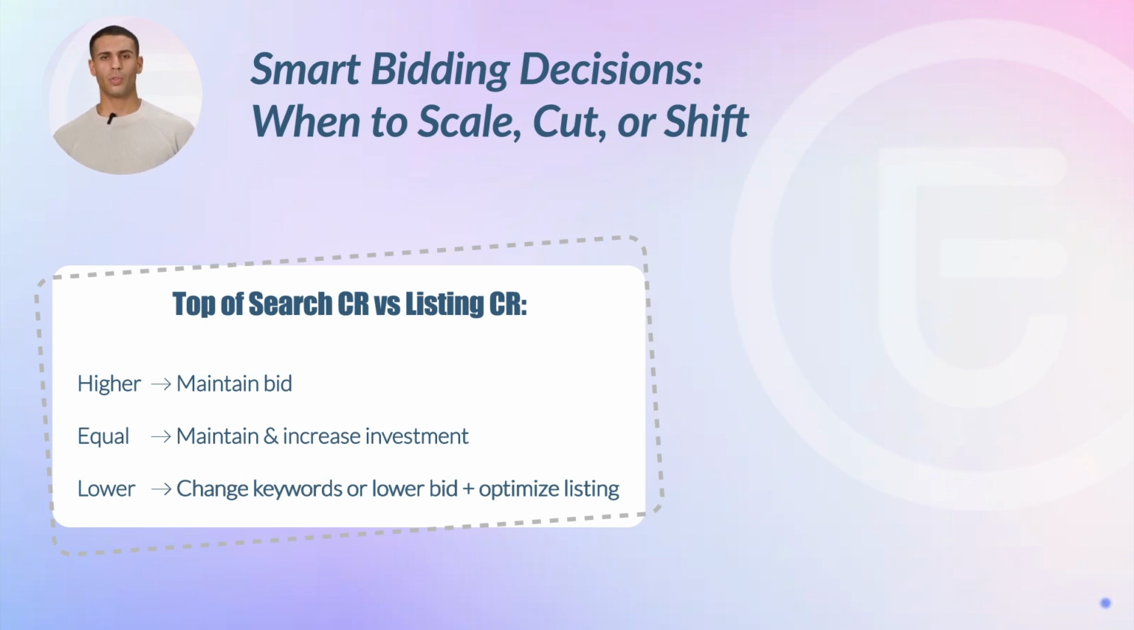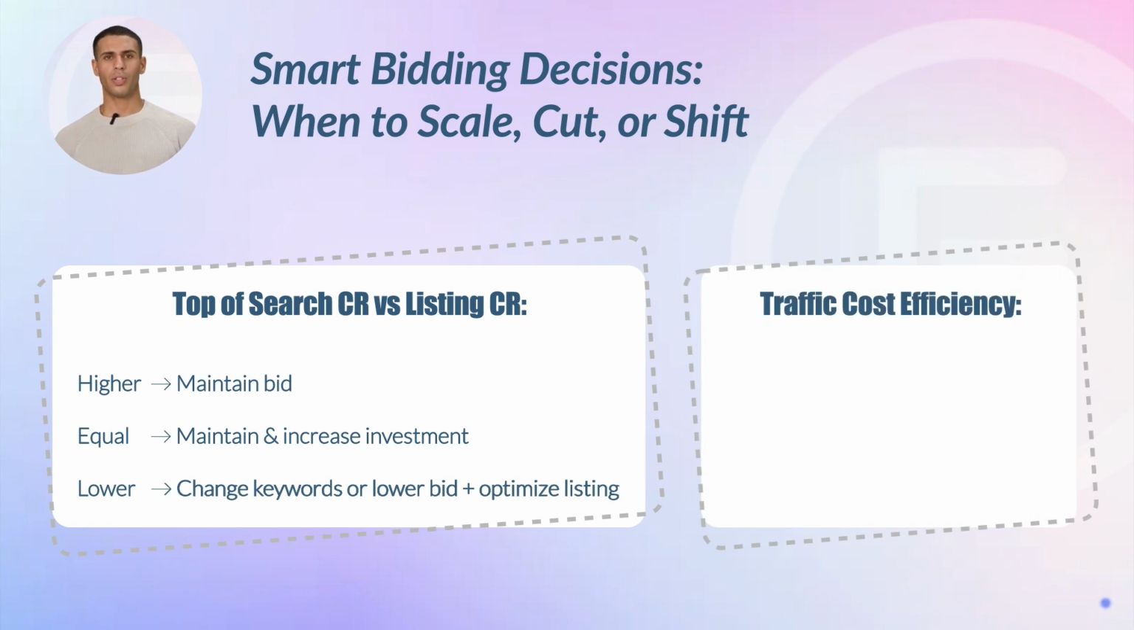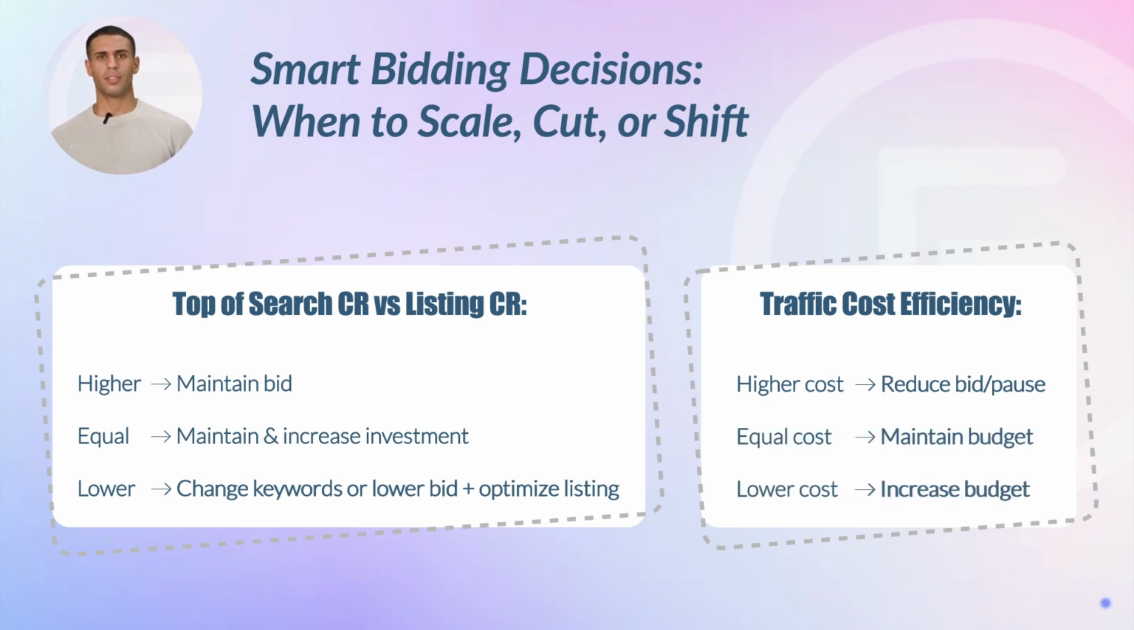You can also base your decisions on traffic cost efficiency. Compare the cost per order from ad traffic with your overall listing's cost per order. If your ad traffic cost is higher, reduce your bid or pause the keyword. If it's equal, maintain your budget. If it's lower, increase your budget to scale up traffic from profitable sources.